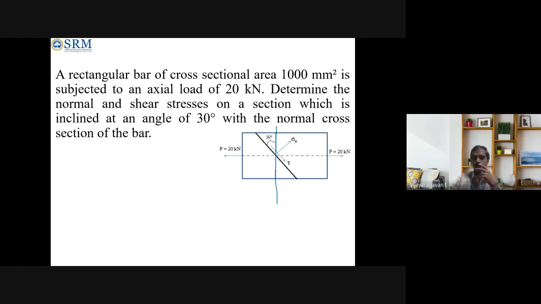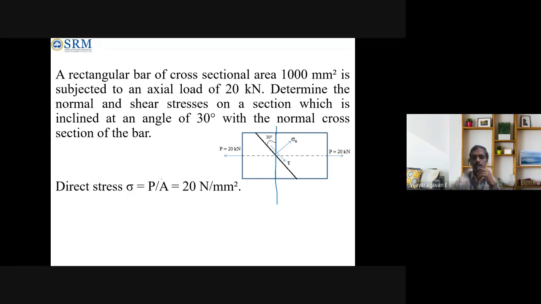To this normal cross section at an angle of 30 degrees, we have another section. We have to find what is the normal stress and shear stress along this section. So that is the question given for us. It's a direct formula substitution only.